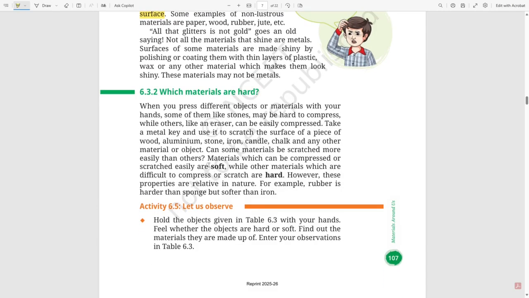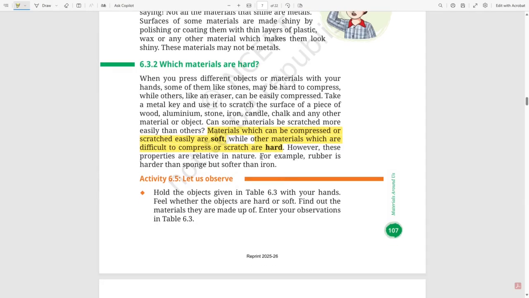Materials which can be compressed or scratched easily are soft, while other materials which are difficult to compress or scratch are hard. Yeah, this is an actual example. For example, rubber is harder than sponge, but softer than iron.